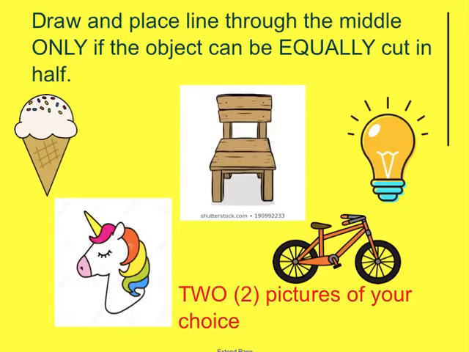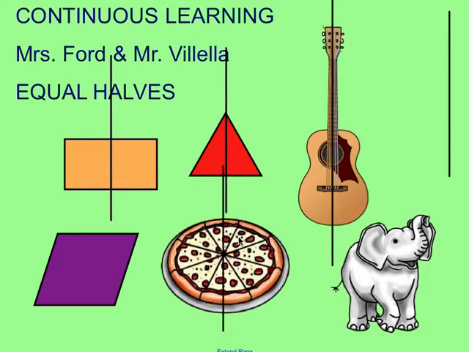Oops, sorry, I didn't mean to do that. So that would be equal halves as well. The same amount of slices is on this side as this side, so it's equal.